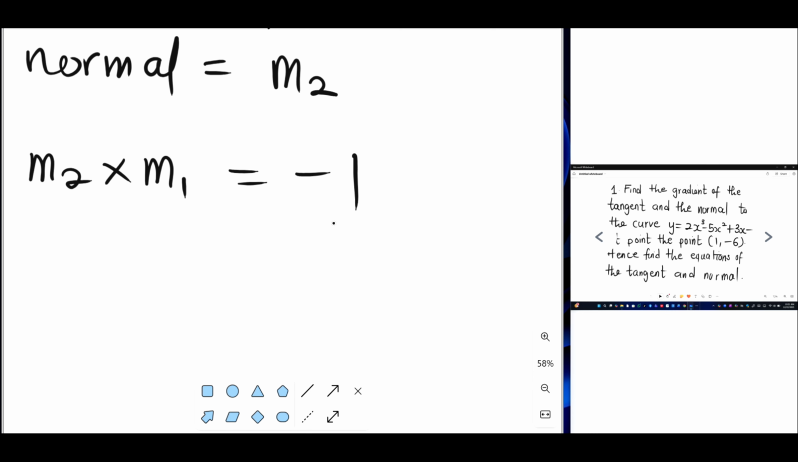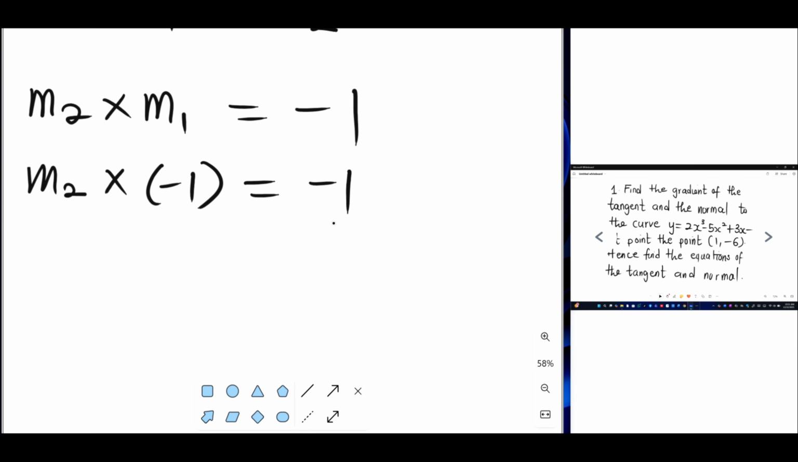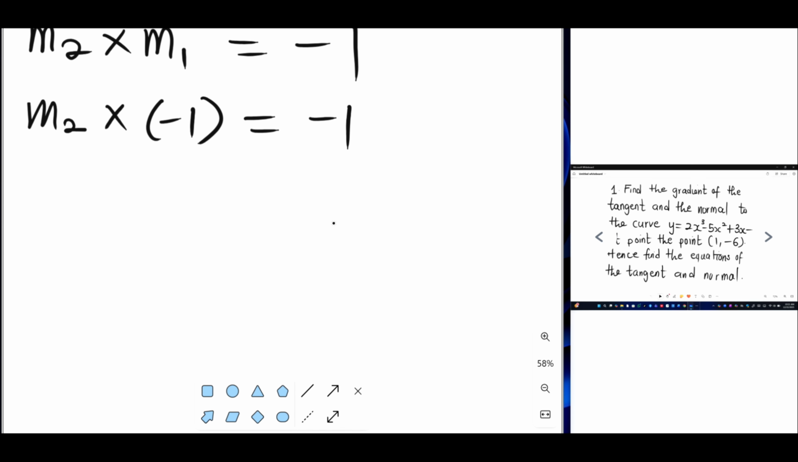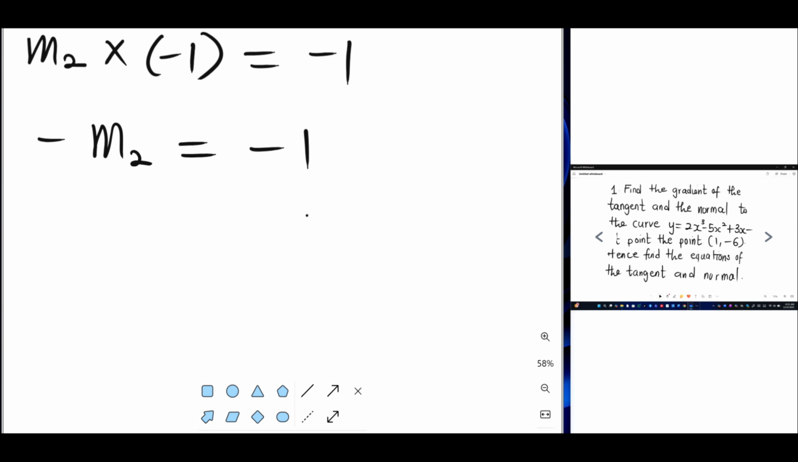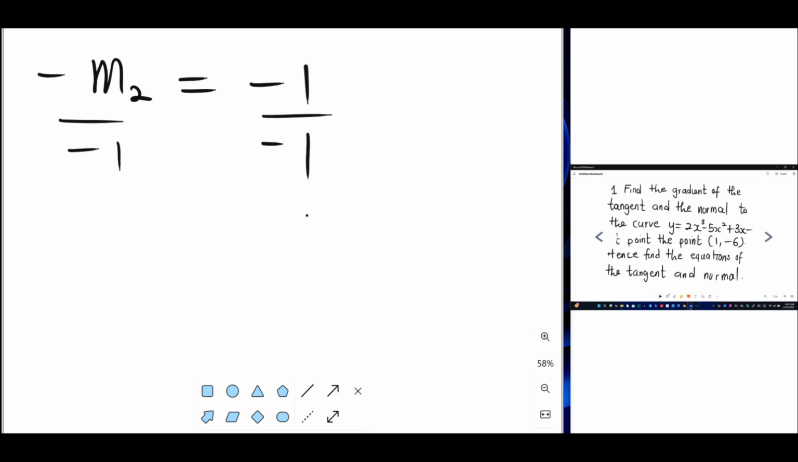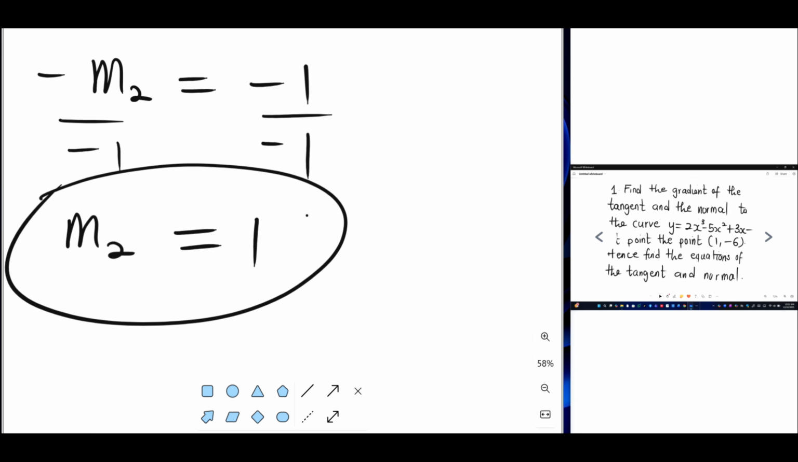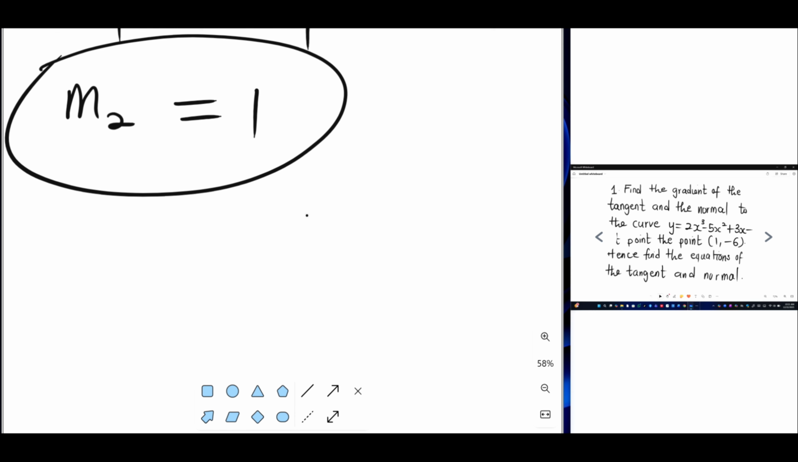So we know the gradient of the normal to be m2. So we bring it back. Then the gradient of the tangent, we had it to be -1. So here will be m2 times -1, all equal to -1. Then what do we do? We make m2 the subject. So it's going to be negative m2 is equal to -1. So we just divide through by -1. So it's going to be our m2 be equal to +1. So this becomes the gradient of the normal to the given curve. All right. So we are done with the first part of the question.